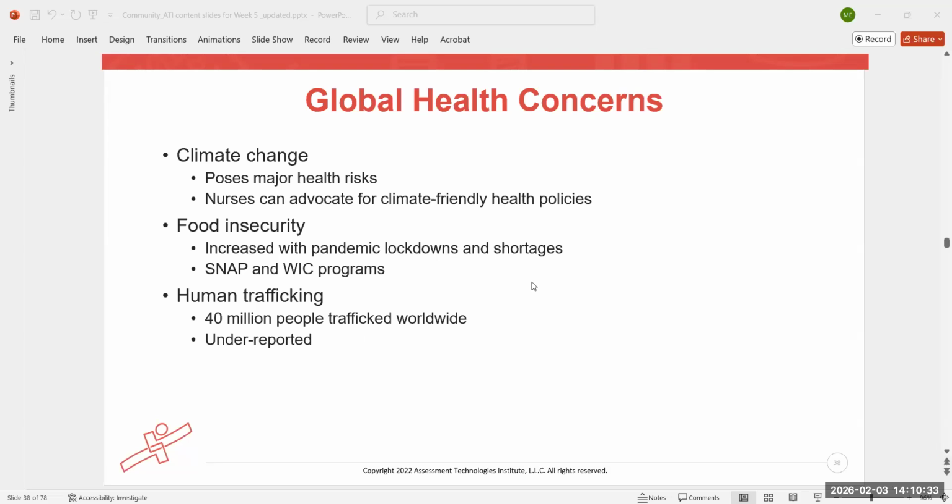Then human trafficking as well. There are a lot of underreported cases of human trafficking, and this is important, especially if you're working in primary care or in the ERs, to be able to have an effective screening process to identify any of the red flags that might come up with your patients if you note signs of human trafficking.